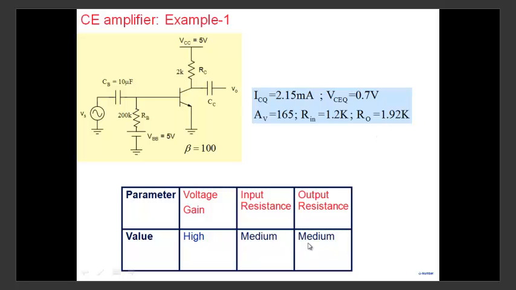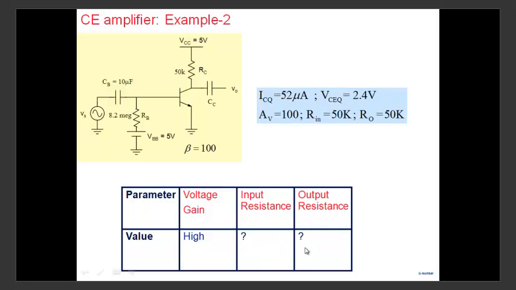So when you read books, you'll find that very often it is said that a common emitter amplifier can give you high gain, or the characteristics of a common emitter amplifier are high gain, medium input resistance, and medium output resistance. Okay, let me give you another design.